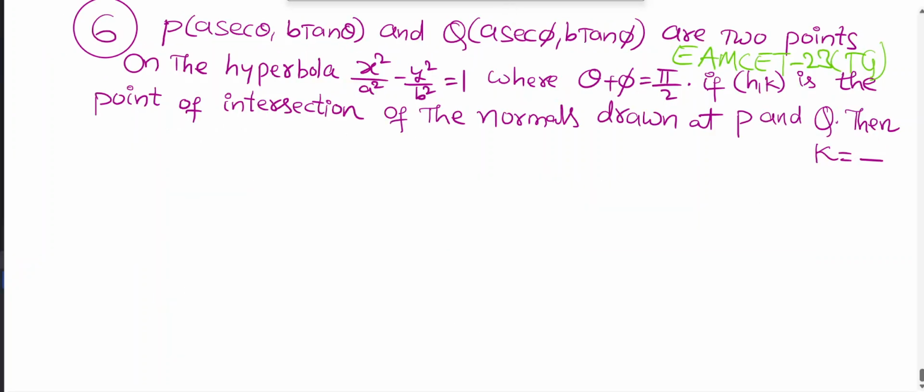This is the sixth question from hyperbola, EAPCET 23 TS. Here P is given as a secant theta comma b tan theta, and Q is given as a sec phi comma b tan phi. They are 2 points on the hyperbola x square by a square minus y square by b square is equal to 1, where theta plus phi is equal to pi by 2. If h comma k is the point of intersection of the normals drawn at P and Q, then the value of k is dash. This is the question.